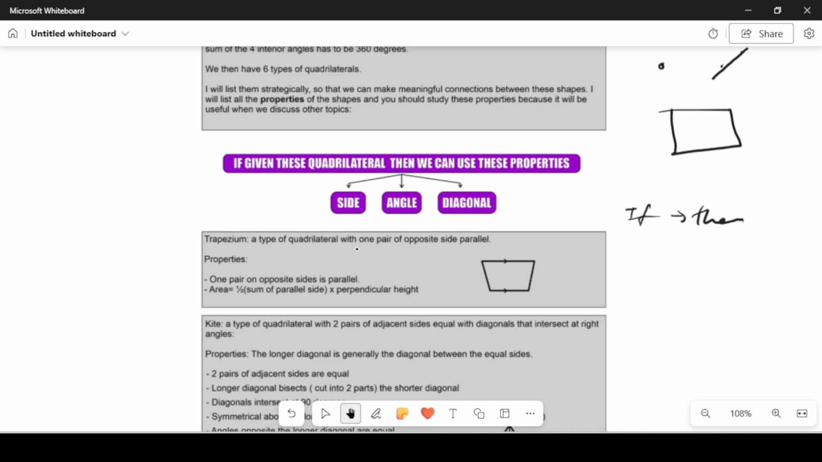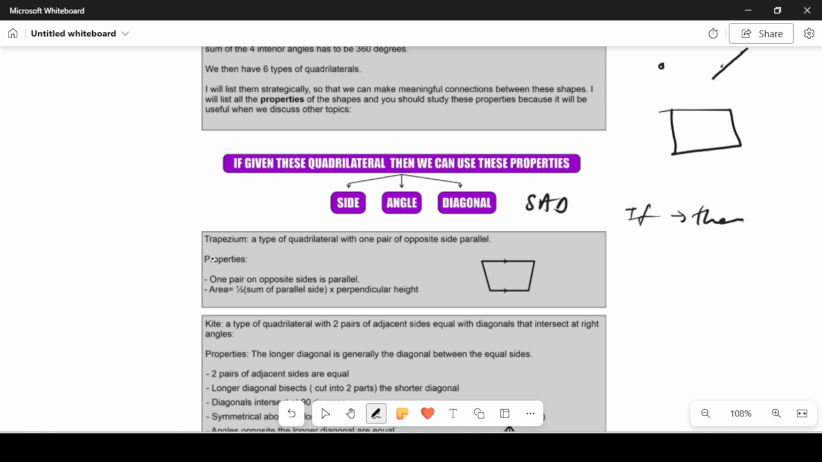We cannot just understand these things and have all of these ideas float in our mind, because then there's no order. So the way we're going to do it is we're going to list all the properties involving the sides, then all the properties involving the angles, and then all the properties involving the diagonals. So we're going to go in that way, okay?